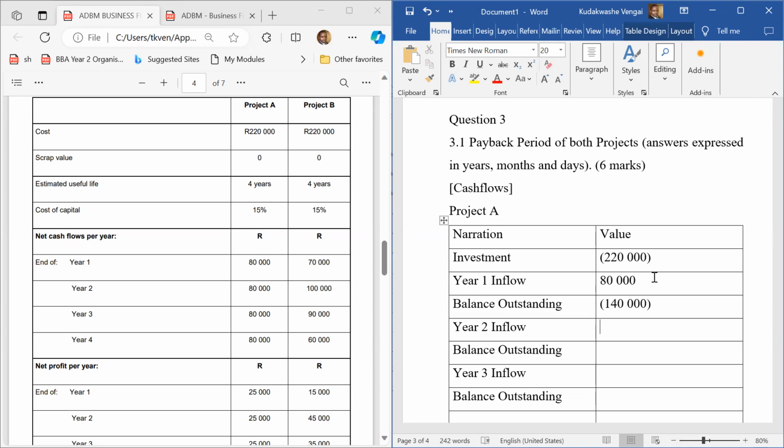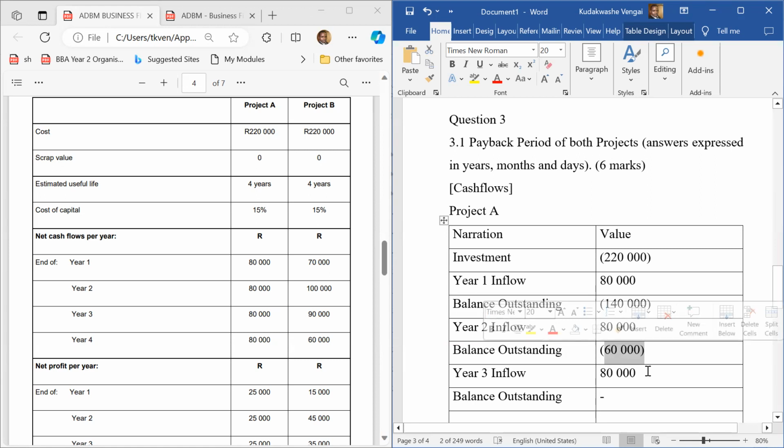And then we go to year number 2. The 80,000 that we receive in year number 2, and then we end up with 60,000. And then we go to year number 3. When we receive 80,000 in year number 3, then we know that we are now fully paid off, right? So we are starting from year number 0, where we made an investment of 220,000. In the first year, we got back 80,000, which means that the balance was 140,000. And then in the second year, we got another 80,000, and the balance was 60,000.